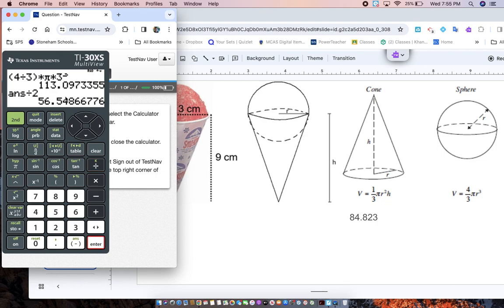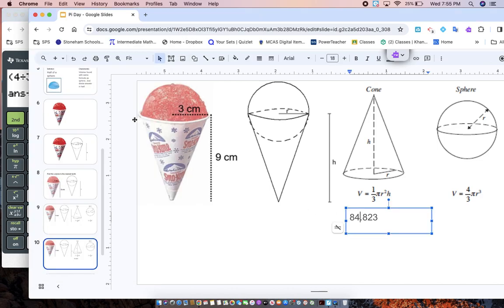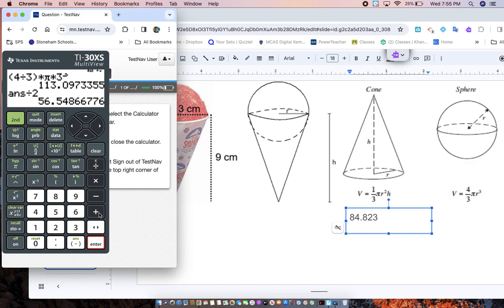So that's the volume of the hemisphere, and we're going to add the volume of the cone that I found right here. So here again, I'm actually going to hit that plus button, right? And you can see the ANS. It's taking that answer with all those decimal points, plus the volume of the cone, 84.823.